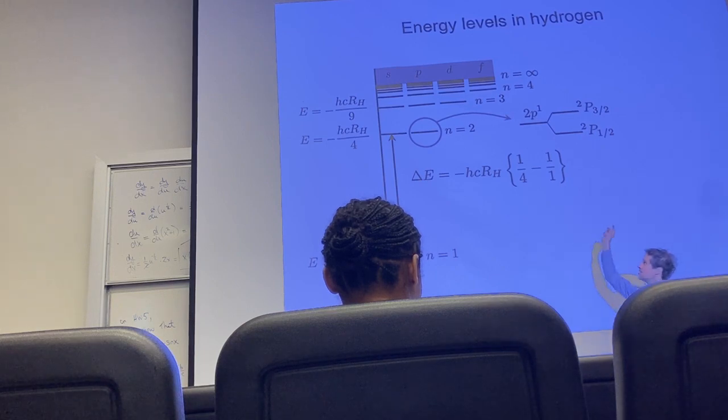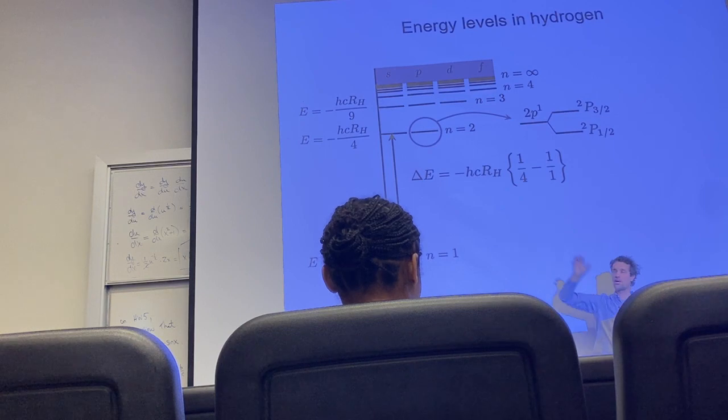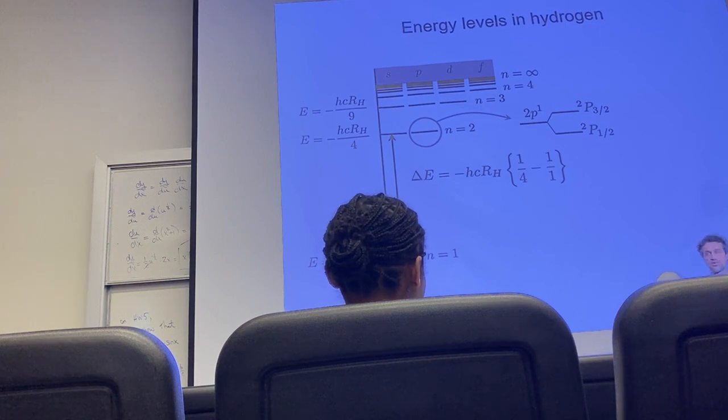This indicates the transition from n equals 1 to n equals 2. I'm calculating the energy difference, which I can do with this formula. It's the same as we have used before, but now in shorthand writing, hcR_H in front, and then the difference between 1 over n squared of one state minus the other state.